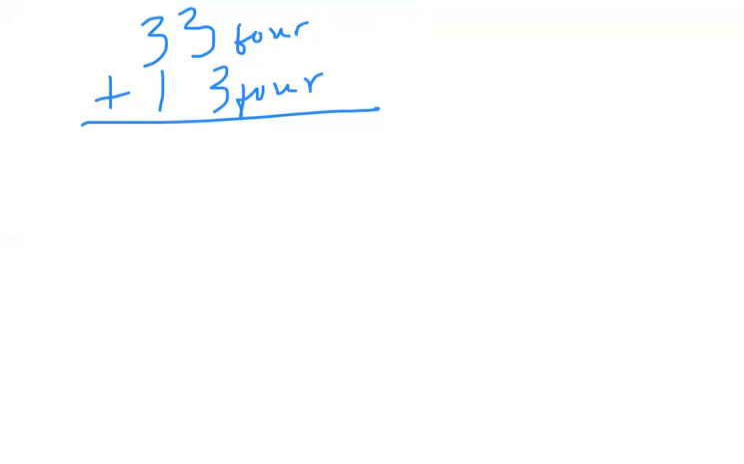3 plus 3 is 6, but 6 is greater than 4, so you've got to convert it. When we convert 6, we're in base 4. 4 goes into 6 once with what left over? 2. So we drop the 2, carry the 1. And then we do it again.